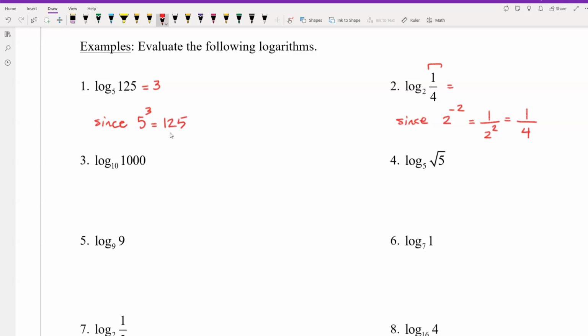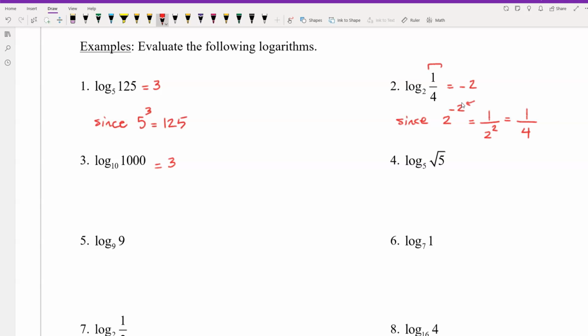This is equal to what we use for power here on this part, which is -2. So the answer is -2. Number 3, we have log 1000, base is 10. So this is equal to 10 cubed is equal to 1000. So the answer here is 3.